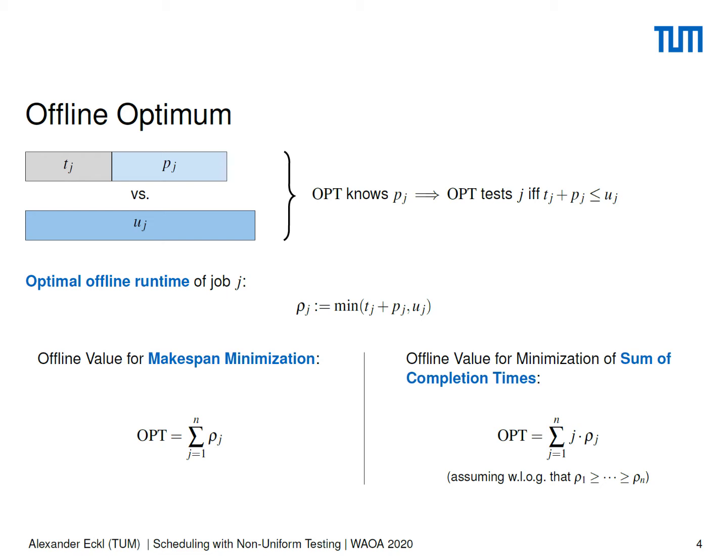For the makespan, this is just the sum over all the rho j's, giving us the optimum. For the sum of completion times, we need to assume without loss of generality that the rho j's are ordered by non-increasing size. So that means that rho 1 is the largest optimal offline runtime and rho n is the smallest. Then, since the optimum orders all the jobs by the optimal offline runtimes, rho j, we can write the optimum as the sum over all j's of j times rho j, because the largest job is at the end and is only counted once. The second largest job is before that and is counted twice, and so on and so forth, while the smallest job, rho n, is counted n times, giving us this formula.